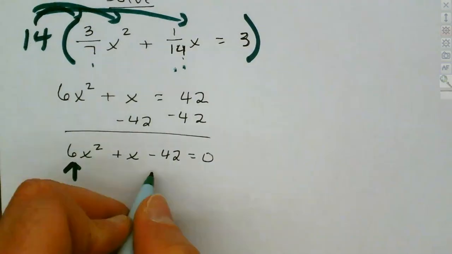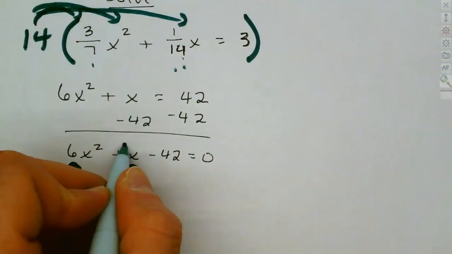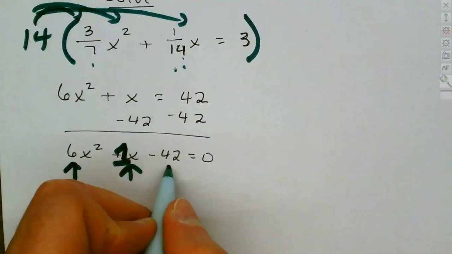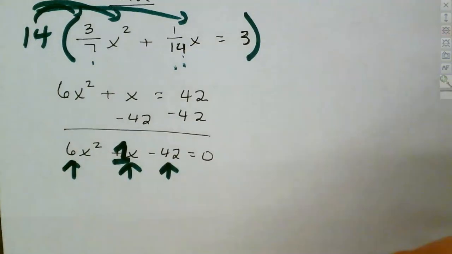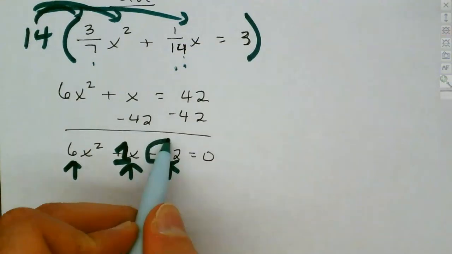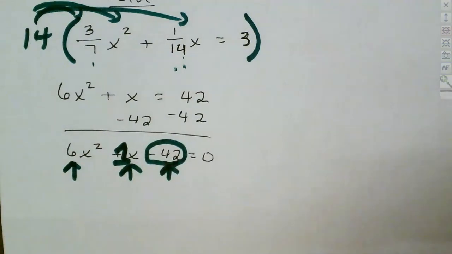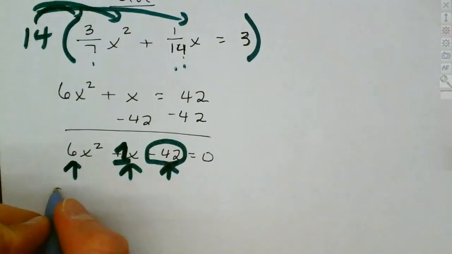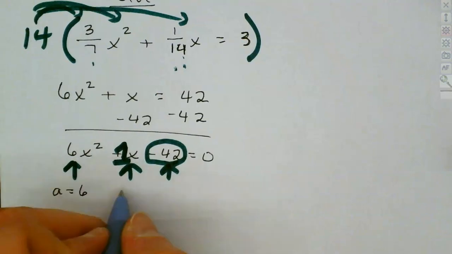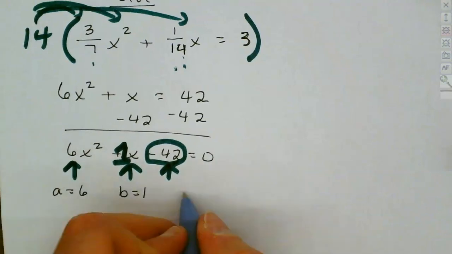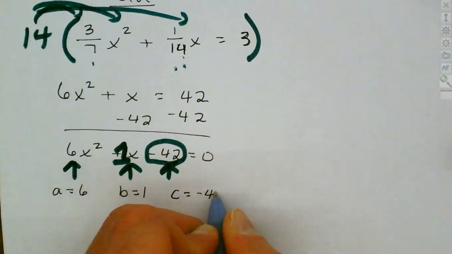Yes. There's your A. There's your B. If there's no number, we put a 1. And what about the C? That's the negative 42. I like to circle negative just so I don't lose that sign. It's so easy to do. So now A is 6, B is 1, C is negative 42.